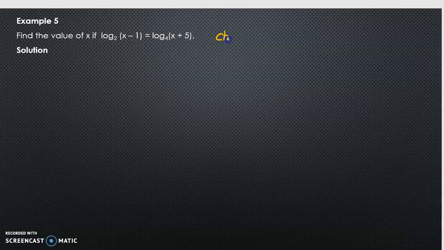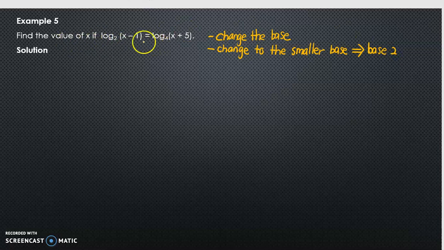So we need to change the base. So we have base 2 and 4. So next, first we need to know we need to change the base. Second, change to the smaller base. So in this question means that we change to base 2. So between base 2 and base 4, we change to the smaller base, which is base 2.